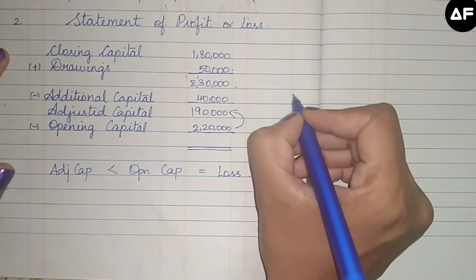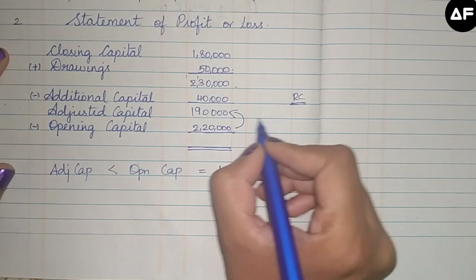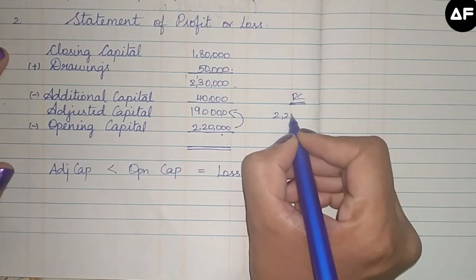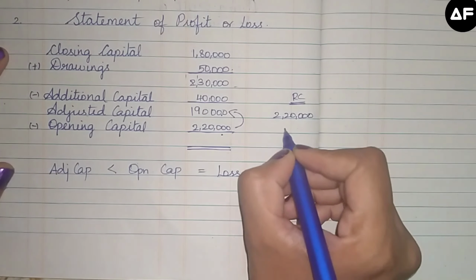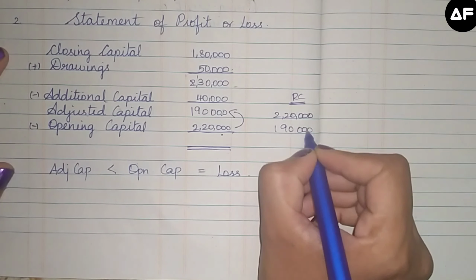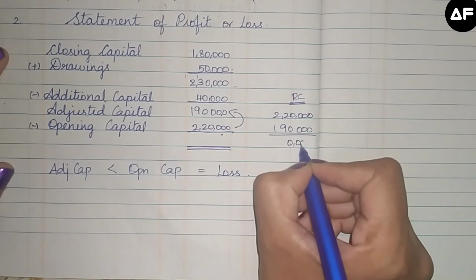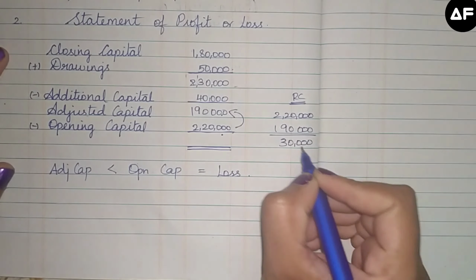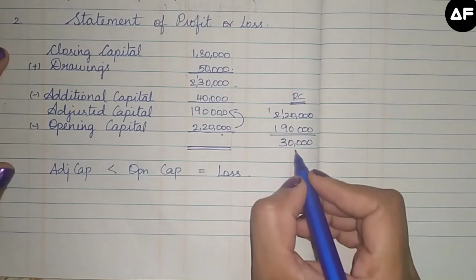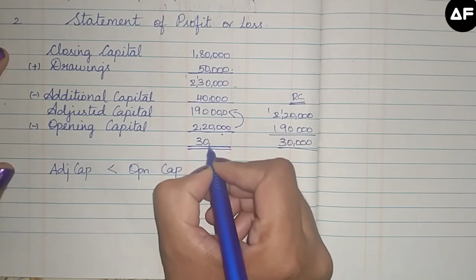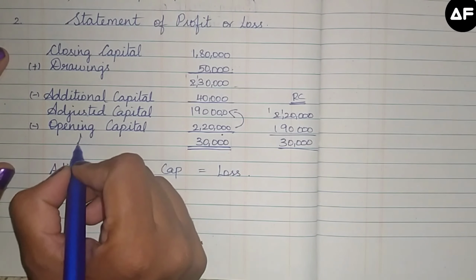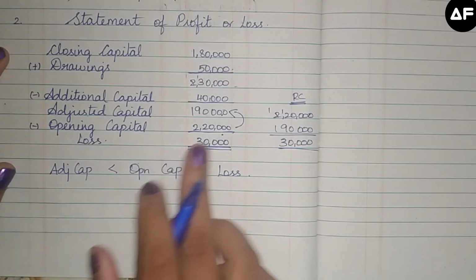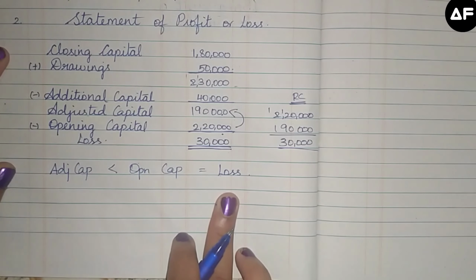So you're just going to do it the reverse way. I'll do the rough work over here, the working note. So 1,90,000 minus 2,20,000 is not possible. So it's going to be the other way around. 2,20,000 minus 1,90,000. If you subtract it, I carry, I get 30,000. This 30,000, when you do it the other way around, is an indication that it is a loss. Or you can very well take it up with this: adjusted capital, if it's less than the opening capital, then it is a loss.